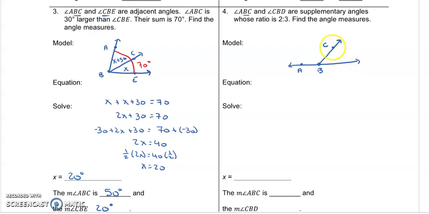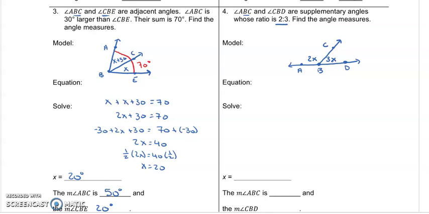And that means that this is CB and this last one's going to be D. Now again, they tell me that it's supplementary, so I know all together it's going to equal 180, and it's in the ratio of 2 to 3. So again, thinking back to our triangle problems from earlier in this module, I know that I can call this angle 2x and this one 3x.